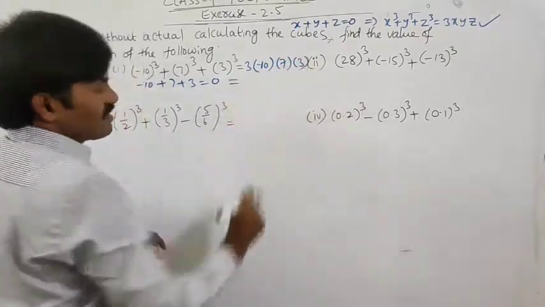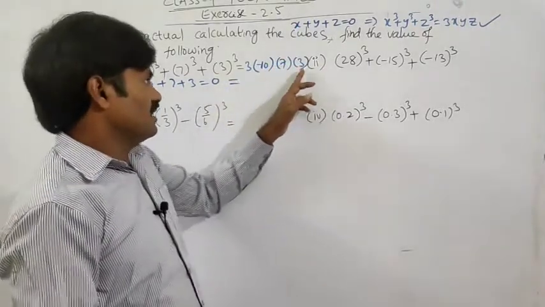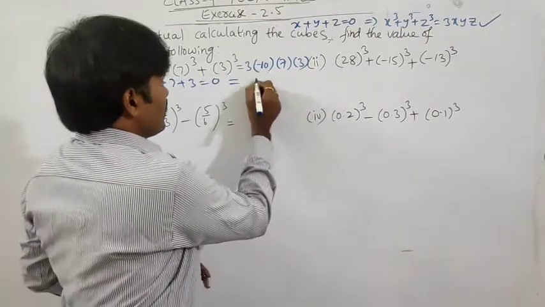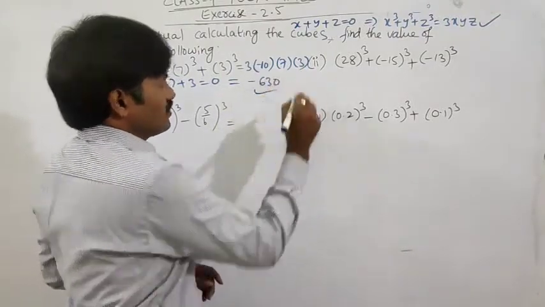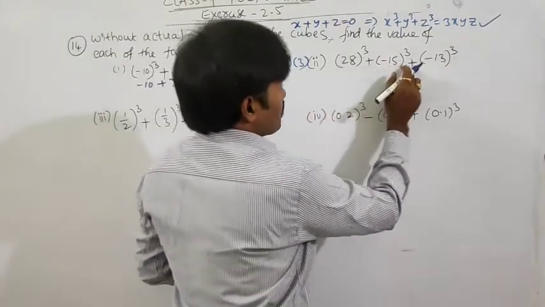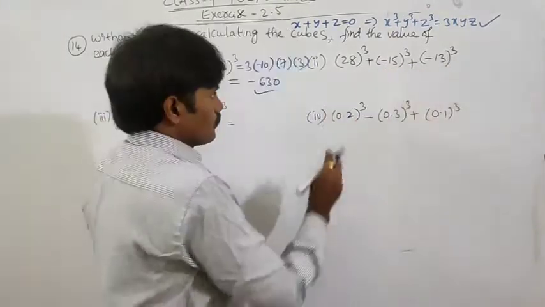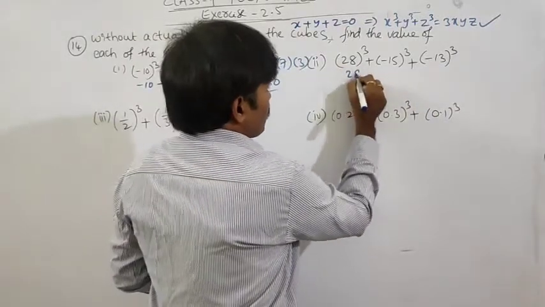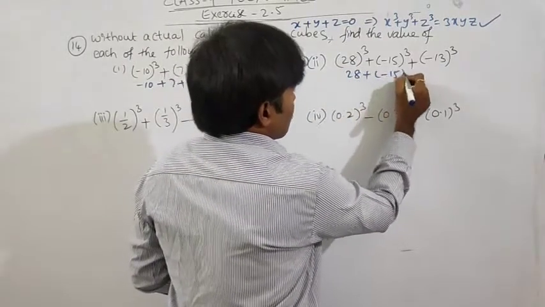So what is the final answer? Yes, 3 3s are 9, 9 7s are 63. 63 into minus 10 is minus 630. Simple or not? Very simple. Now come to this one. Now 28 plus minus 15 plus minus 13, how much? So 28 plus minus 15 plus minus 13 is how much?